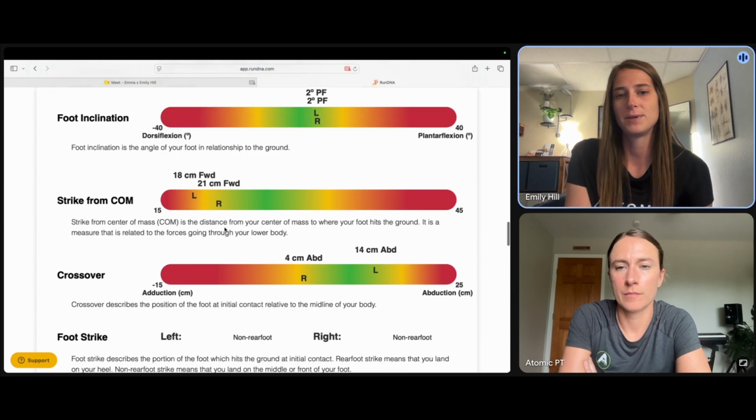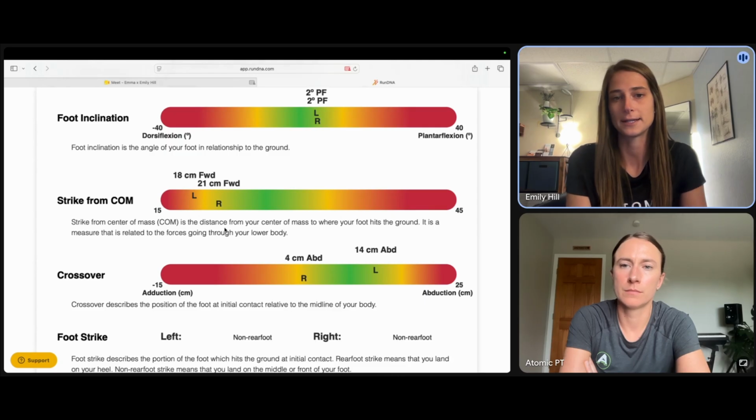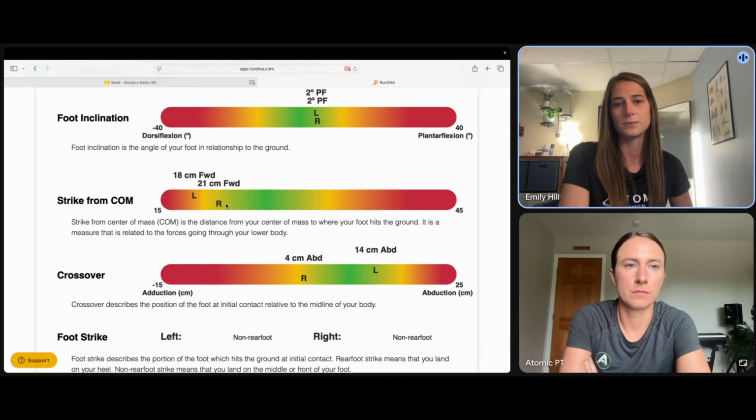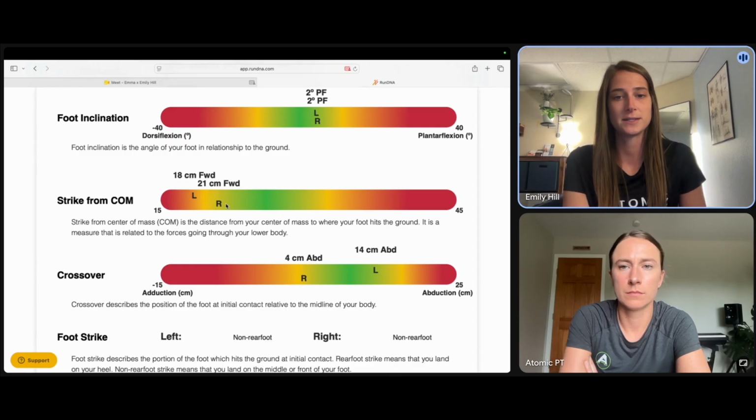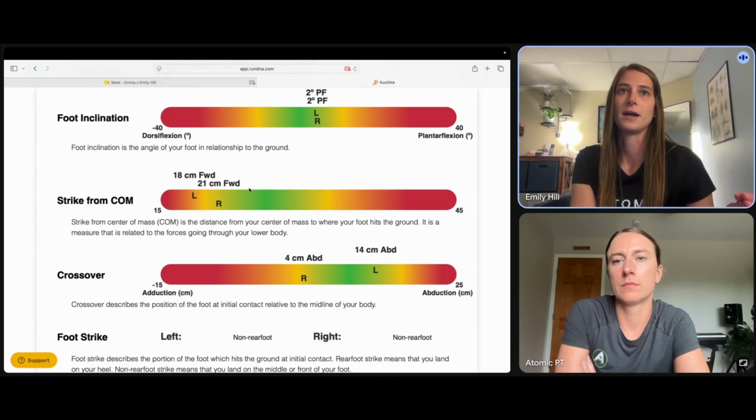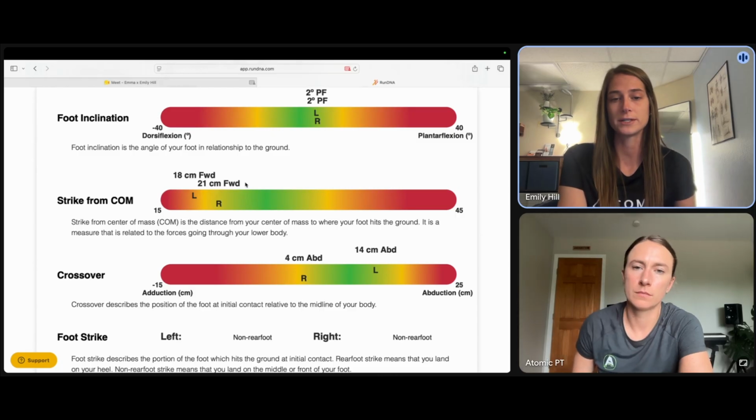Strike from center of mass is basically how far away from her center of mass is her foot landing when it's contacting the ground. Maybe a little bit more forward on that right side. Again, that's kind of something that we want to be aware of, knowing that she has this Achilles tendinopathy, because that may be putting a little bit of increased force through her Achilles and increasing her braking force.